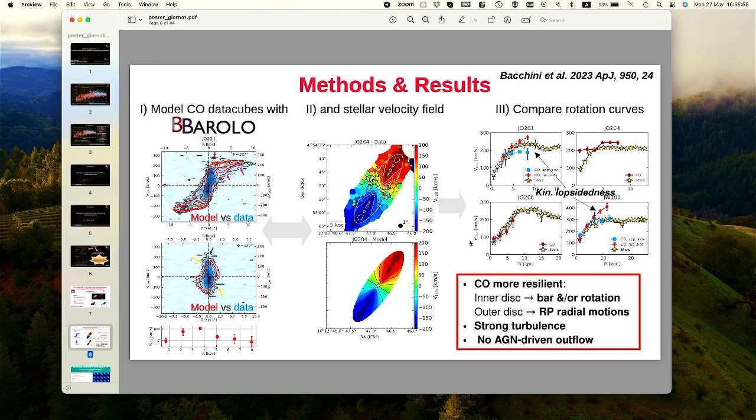But we also find that the CO is more resilient to ram pressure than diffuse gas phases. And indeed, the gas kinematics is dominated by rotation, the classical rotation, or by radial motions due to the presence of stellar bars, this in the inner disk. In the outskirts, instead, we find indications of radial motions due to the action of ram pressure. We also find indications of strong turbulence that may be enhanced by the action of ram pressure. And then interestingly, we do not find any clear indication of CO outflows, which indicates that AGN do not always drive multi-phase AGN outflows. So if you want to know more about this, come to my poster.